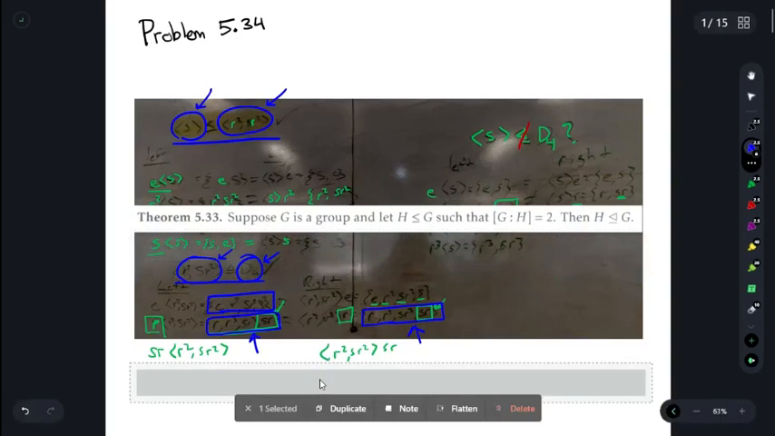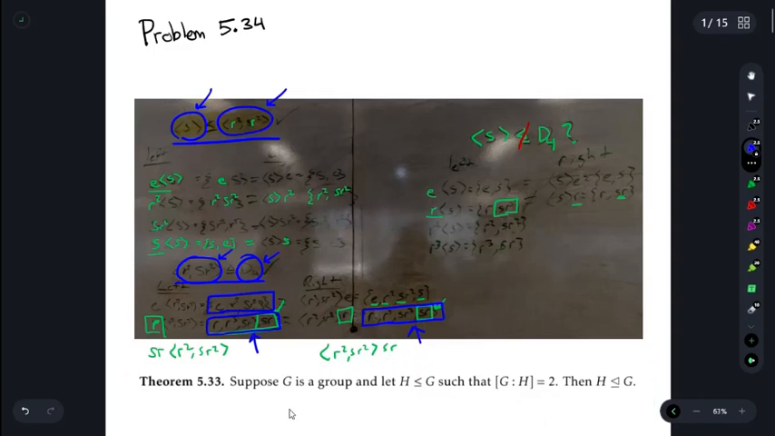So theorem 5.33, suppose that G is a group, let H be a subgroup of G such that the index of H in G is 2. So the order of G divided by the order of H if we have finite groups. If that ends up being 2, then H is a normal subgroup of G.